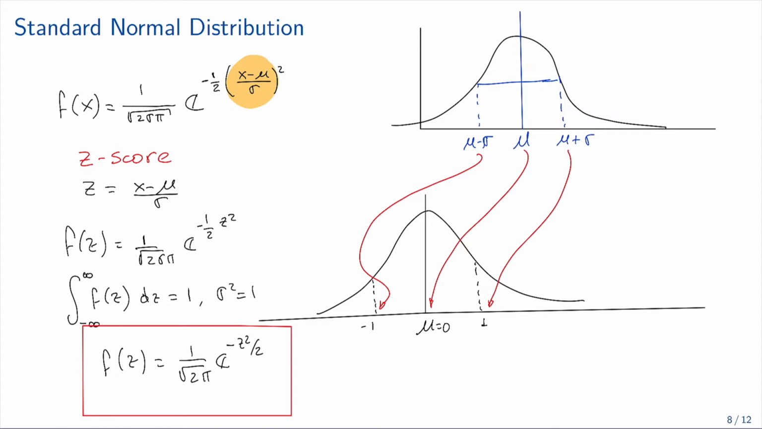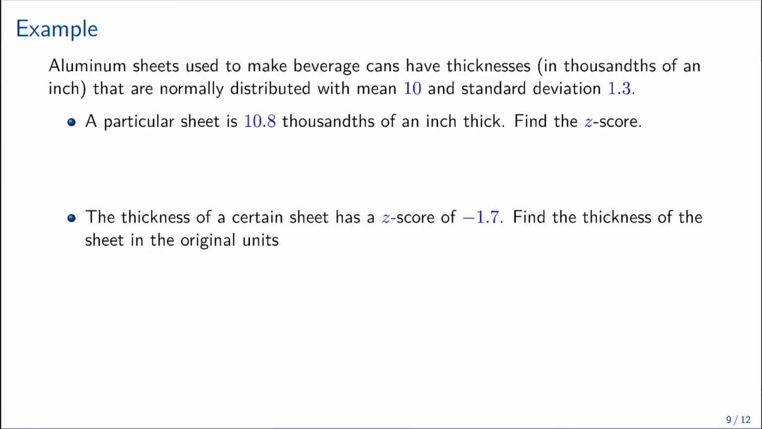Now let's have a look at one example. We have aluminum sheets that are used to make a beverage can, and the thickness is in thousandths of an inch. The mean is 10 thousandths of an inch and the standard deviation is 1.3. We select one particular sheet and it measured 10.8 thousandths of an inch. We need to find the z-score for that case.